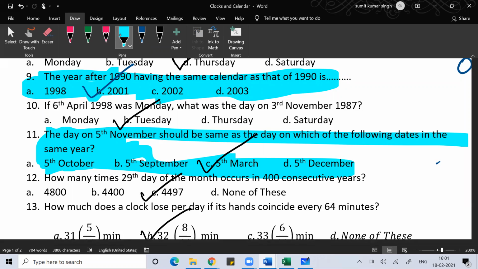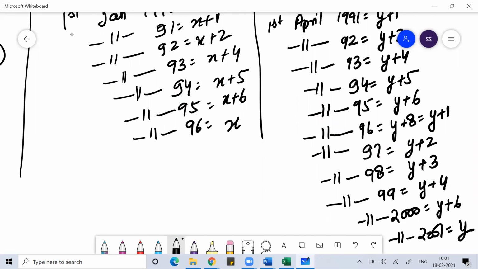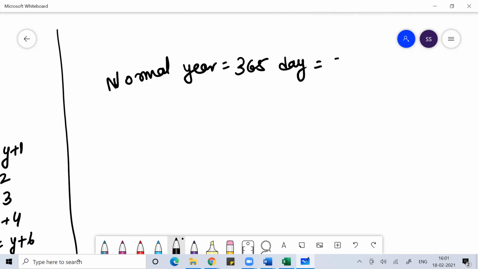So question number 12 is considered a difficult question. It is one of the favorite questions of many exams. So we'll discuss question number 12. Before I talk about question number 12, I need to explain something that you know: in a normal year you have 365 days. 365 days means 52 weeks plus 1 day extra. I'm doing this from the beginning. The day which is extra, we call an odd day.